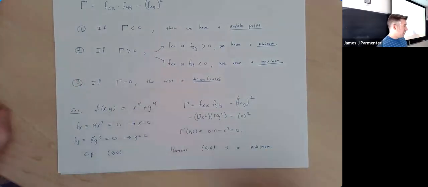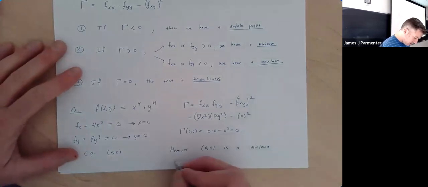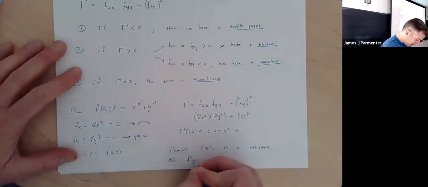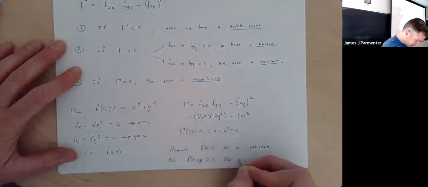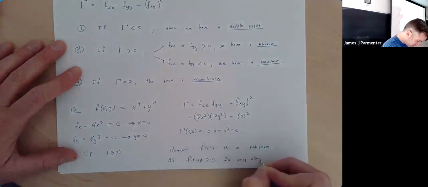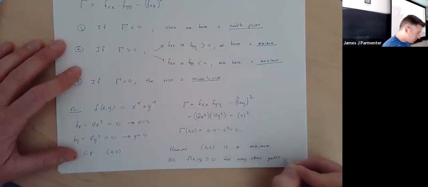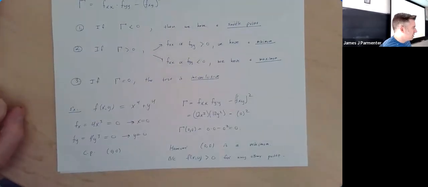Because x to the fourth plus y to the fourth, if you're plugging in anything except for 0, 0, you're going to get a positive result. So this is a minimum because f of x, y is bigger than 0 for any other point. Sometimes people ask about stuff like that. Not a lot, but sometimes.